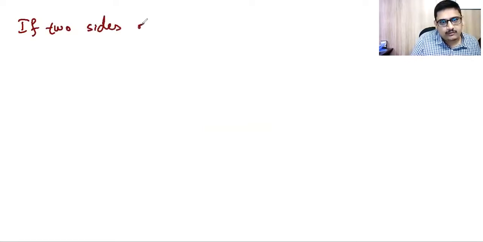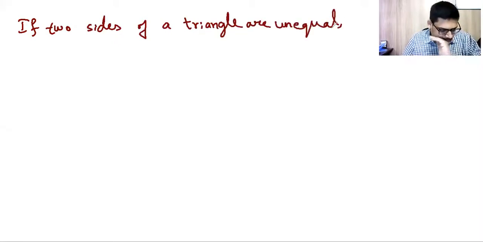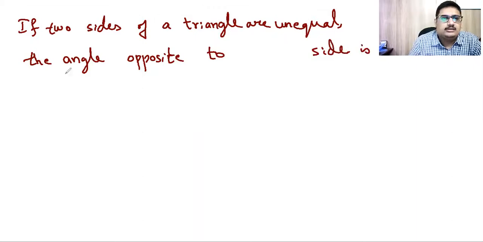For this you have a theorem. So what is the theorem? I'll make a note of that theorem. If two sides of a triangle are unequal, the angle opposite to the dash side is larger. So can anybody tell me this?